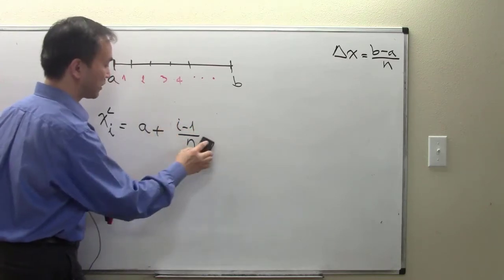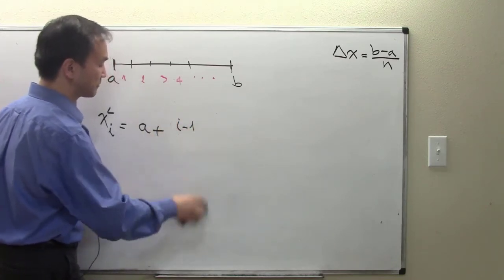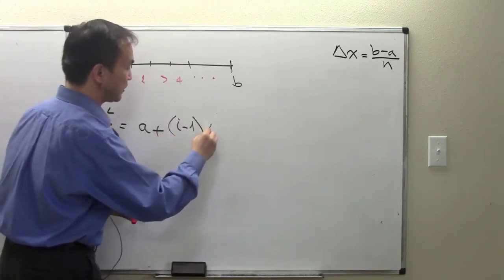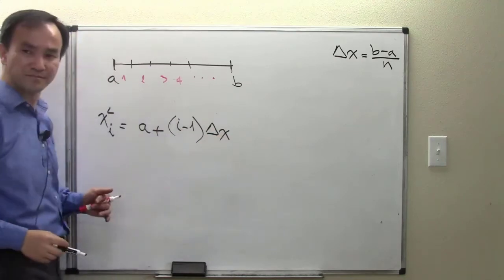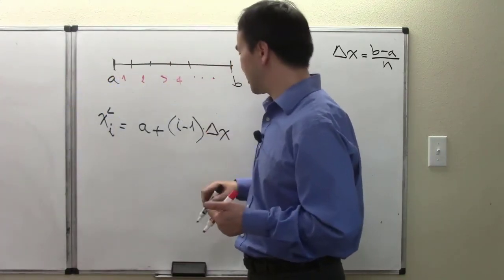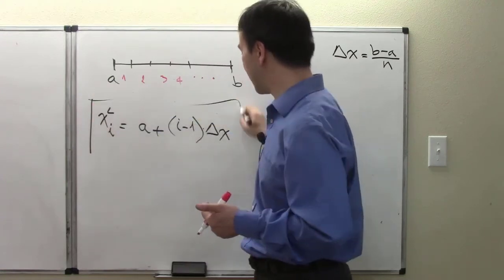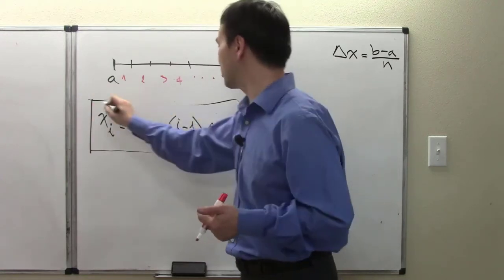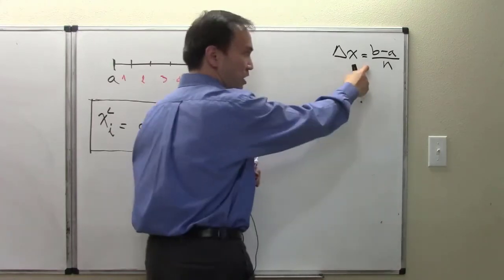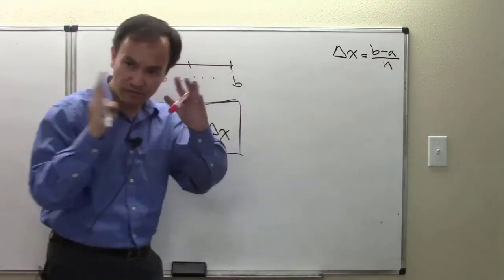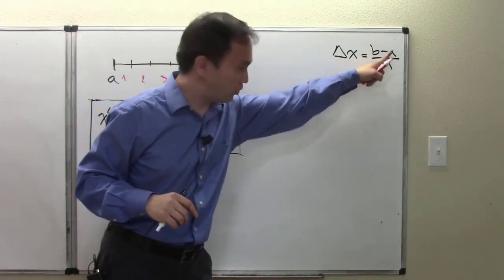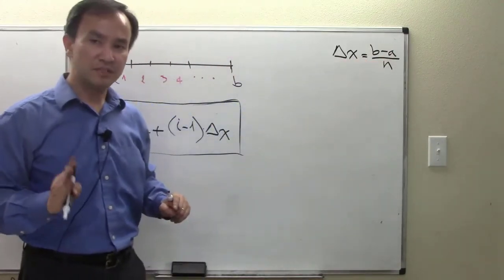I minus 1 times the delta x. That's what it is. Okay? And so that's a generality to keep right there. I minus 1 times the delta x. And the delta x itself is this expression right here, b minus a, the ending point of our integration interval, subtract the beginning point of our integration interval and divide it by n, the number of subintervals.